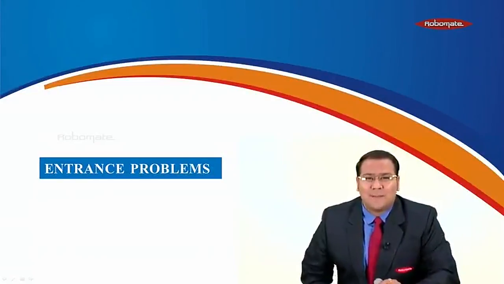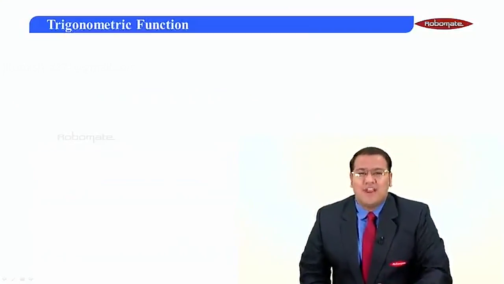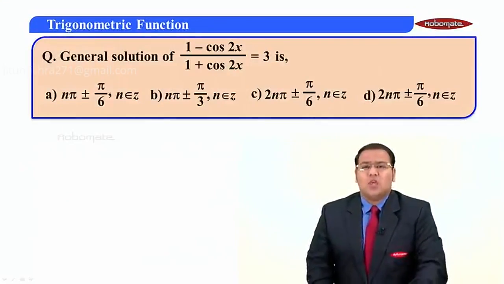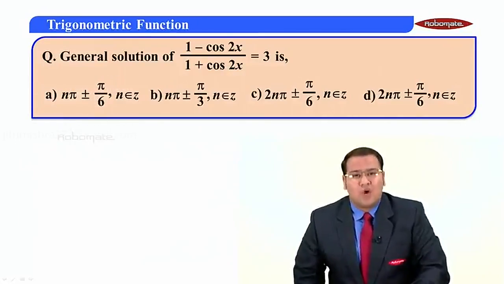Hello students, welcome back, and continuing with the entrance problem. The question says, you need to find the general solution of (1 minus cos 2x) upon (1 plus cos 2x), which is equal to 3.